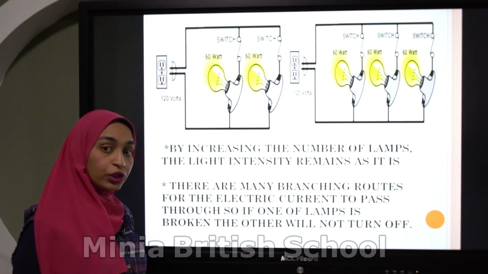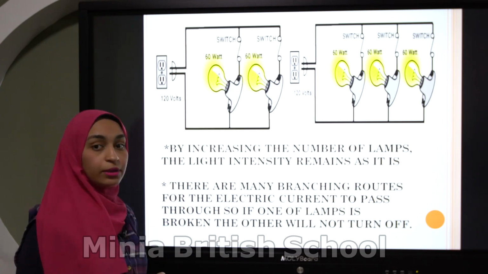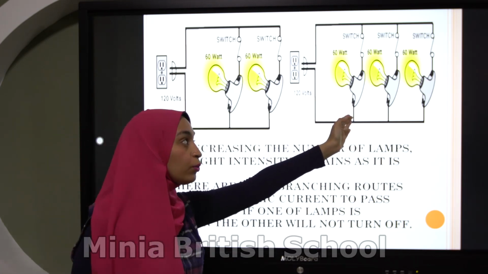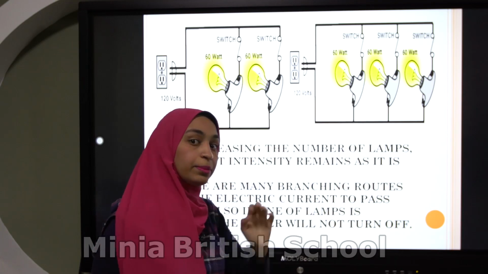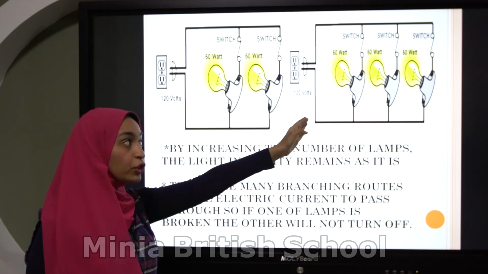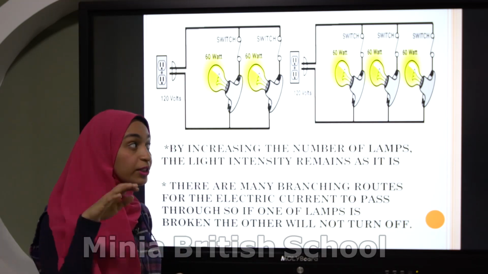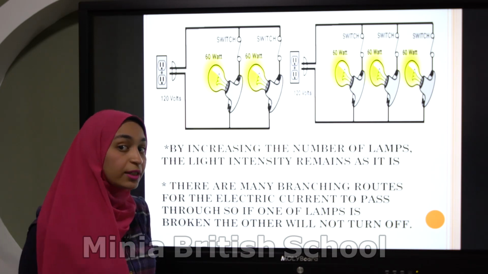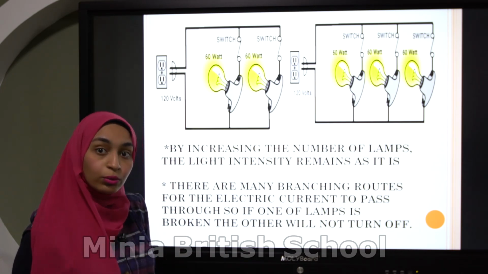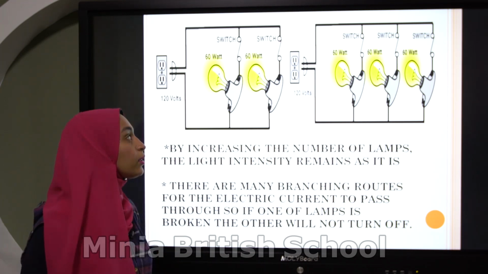In a parallel connection, in figure A, we connect two lamps. And in figure B, we connect three lamps. Do you think that in a parallel connection, by increasing the number of lamps, the light intensity will decrease also as we see it in a series? No, good. It will not decrease.